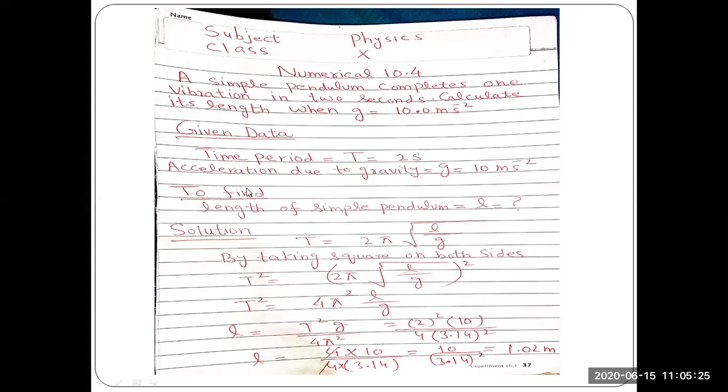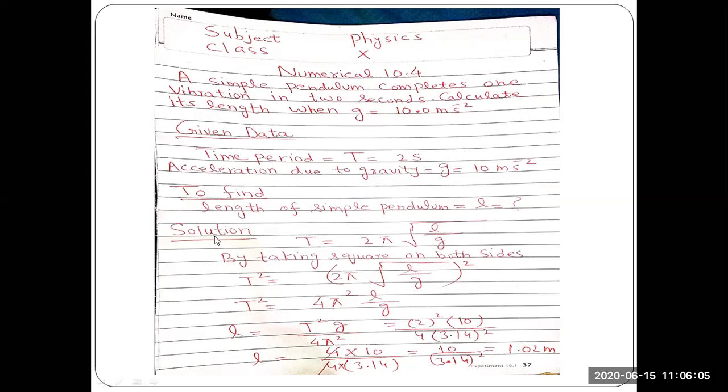I repeat the numerical for you. A simple pendulum completes one vibration in 2 seconds. Calculate its length when g is equal to 10 meter per second square. So numerical is 10.4. I write the given data. Time period is equal to 2 seconds. Then acceleration due to gravity is 10 meter per second square. The unit of acceleration due to gravity is meter per second square. In this numerical, we are asked to find length of the simple pendulum, which is denoted with the letter small l.